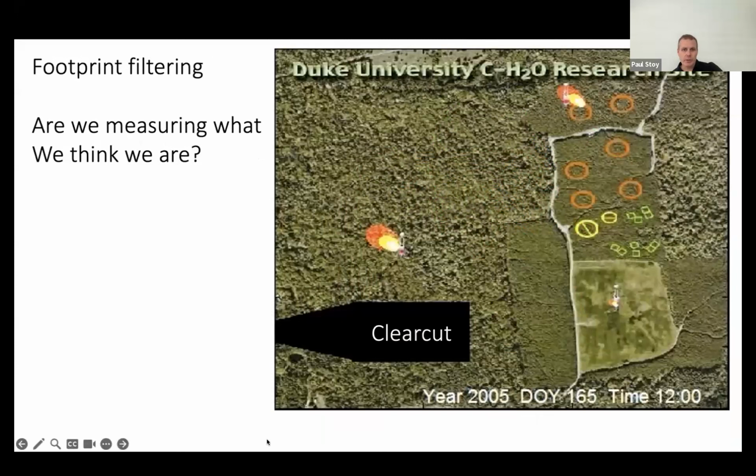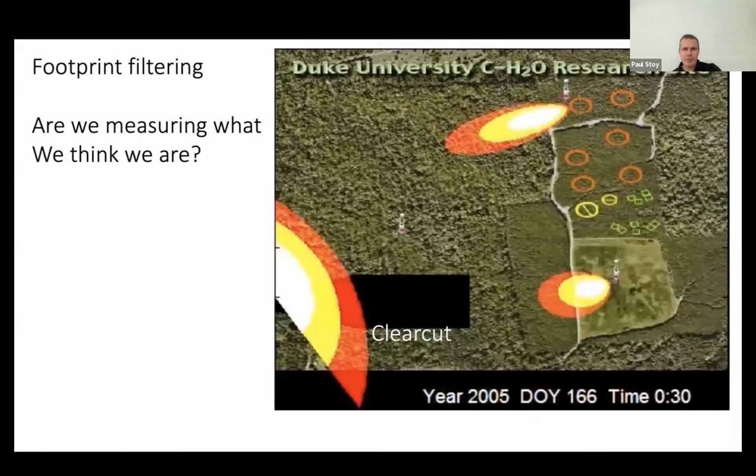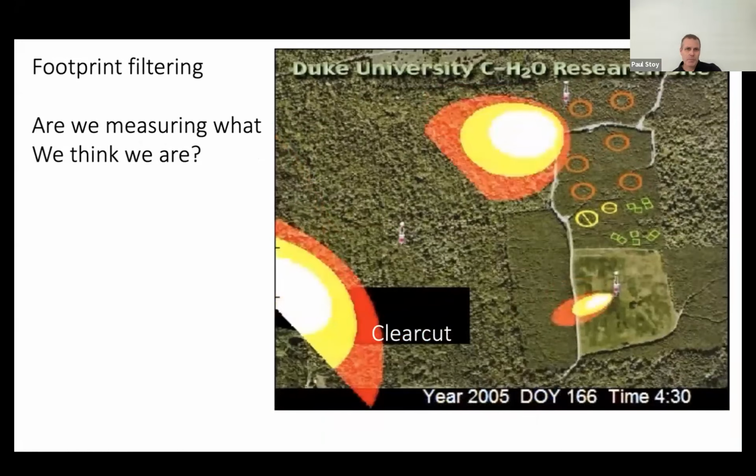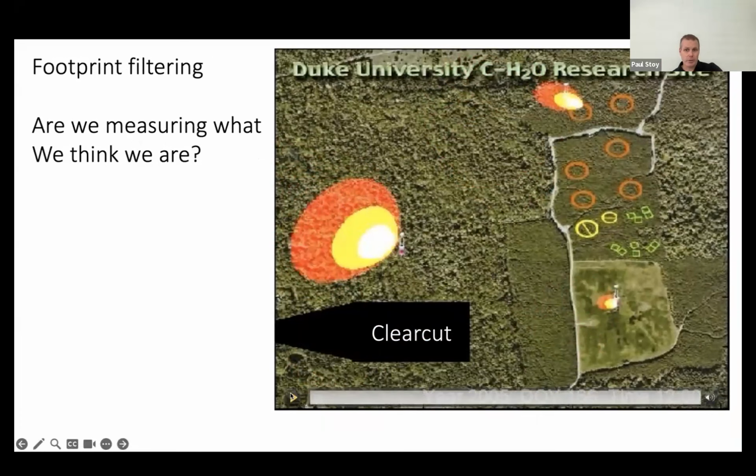Other things that we can do here, right, is if we are applying a footprint model right away and we're measuring something like a heterogeneous ecosystem, where we might not always be measuring what we intend to, there's every reason to believe that we can use that flux footprint as an additional criterion to rejecting data that we just don't think are that good.